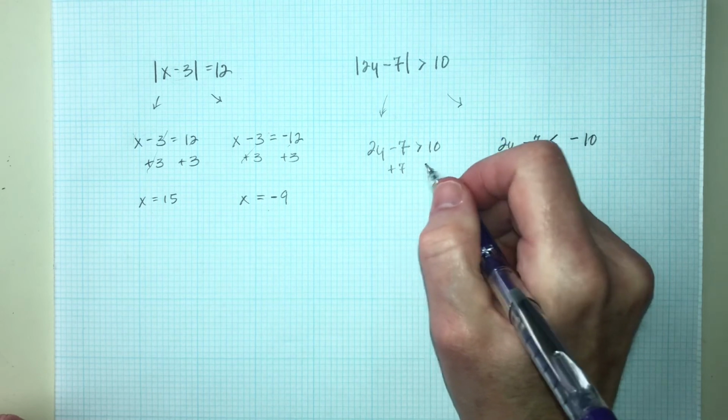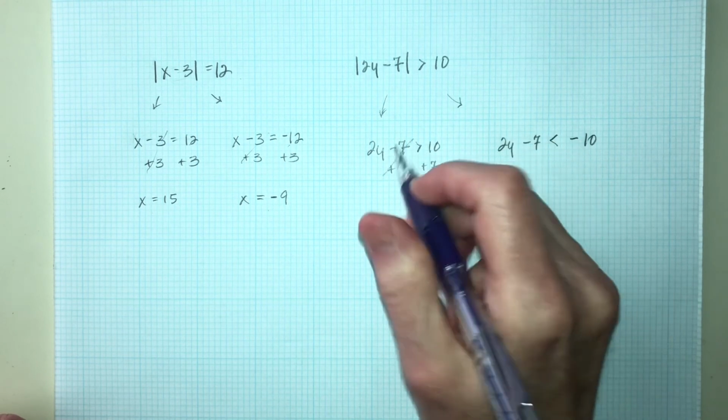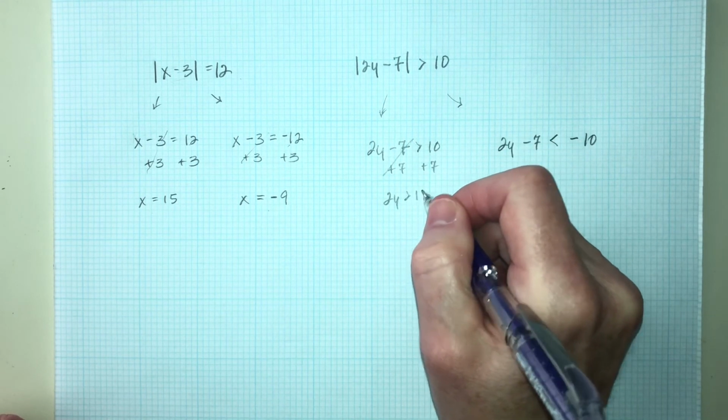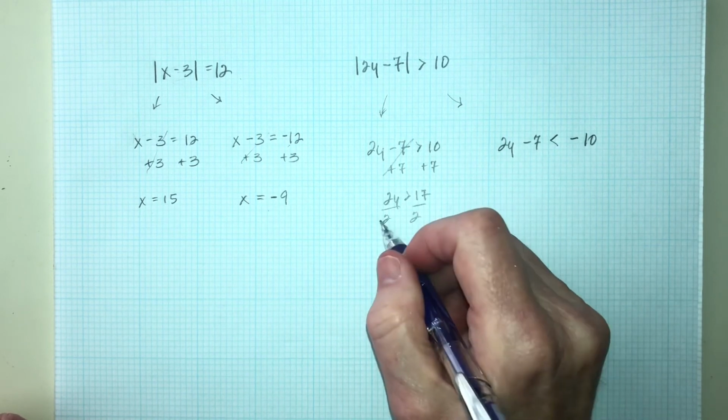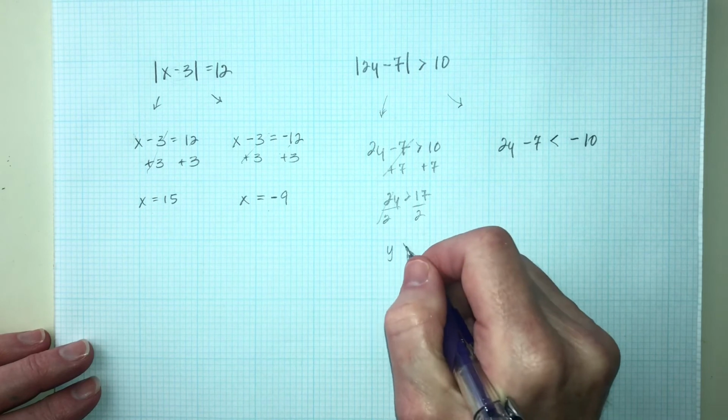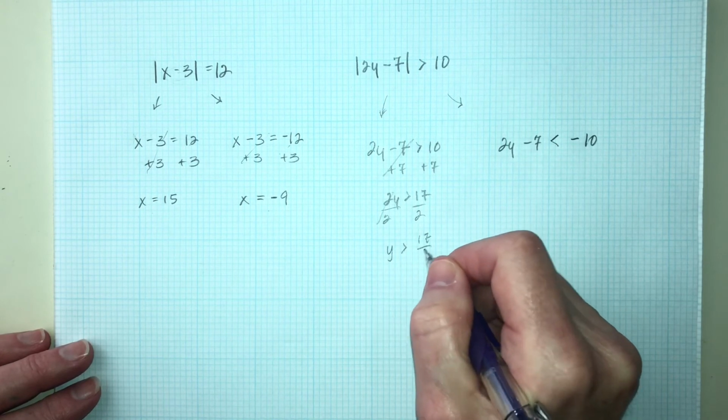So here we'll add 7 to both sides. Those cancel. We get 2y is greater than 17. Divide both sides by 2. Those cancel, and we get y is greater than 17 halves.